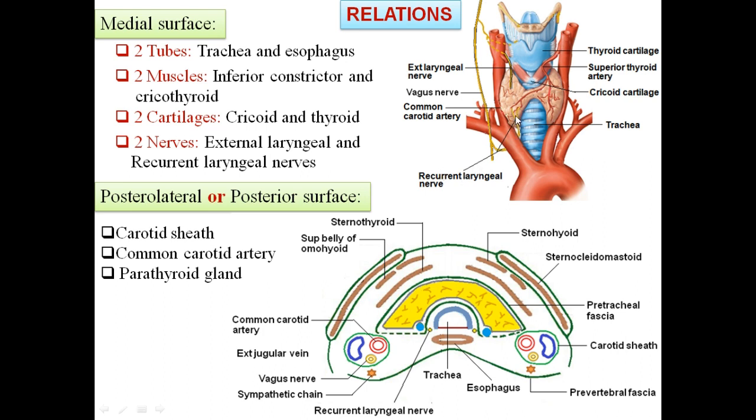These are closely associated with the medial surface. The posterior surface is related to the common carotid artery, enclosed by the carotid sheath, green in color, and the parathyroid glands. Four parathyroid glands are associated with the two thyroid lobes.